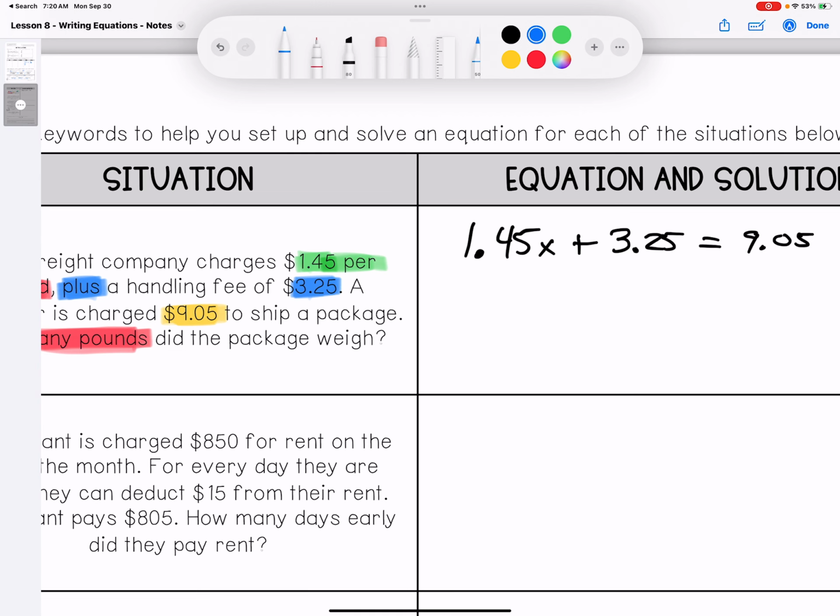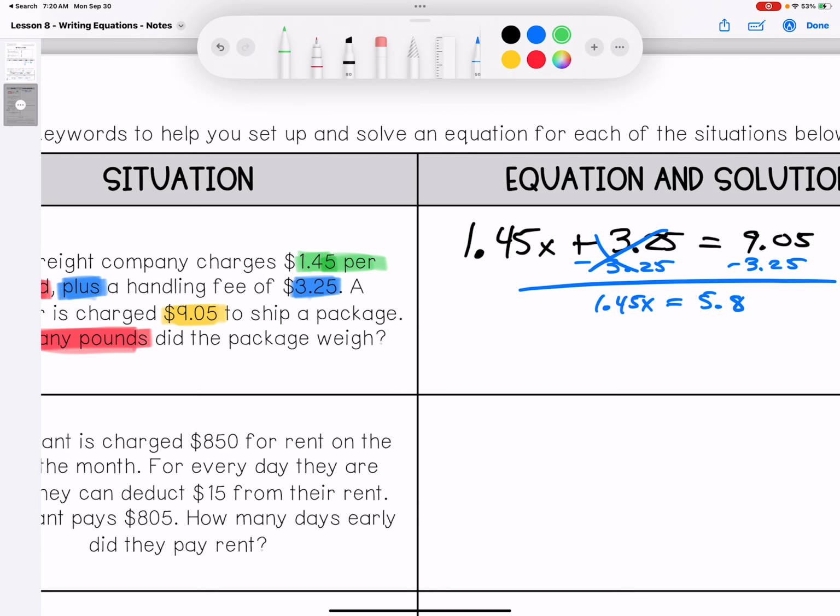Now let's solve the problem. Undo the addition or subtraction first. That's the plus 3.25. Undo it. When I undo that, those go away. I'm left with 1.45x equals, I don't know, 9.05 minus 3.25, 5.8.